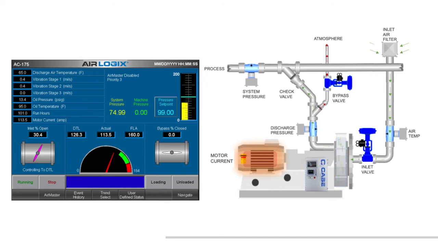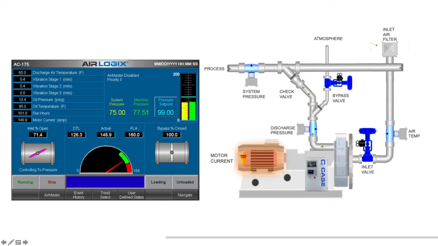I'll click the Load button, and we'll watch as the inlet valve begins modulating open. Notice, the inlet valve says it is controlling to DTL, and once we're at DTL, the bypass valve begins controlling to system pressure, and modulating closed. Now you see discharge, or machine pressure, climbing. Once machine pressure exceeds the system pressure, the check valve will open, and we are actively contributing to the header.